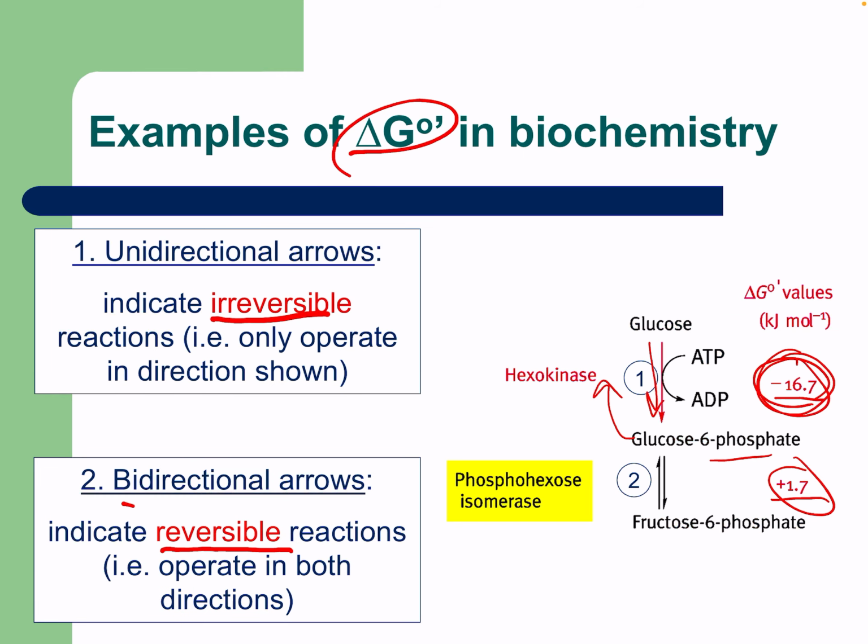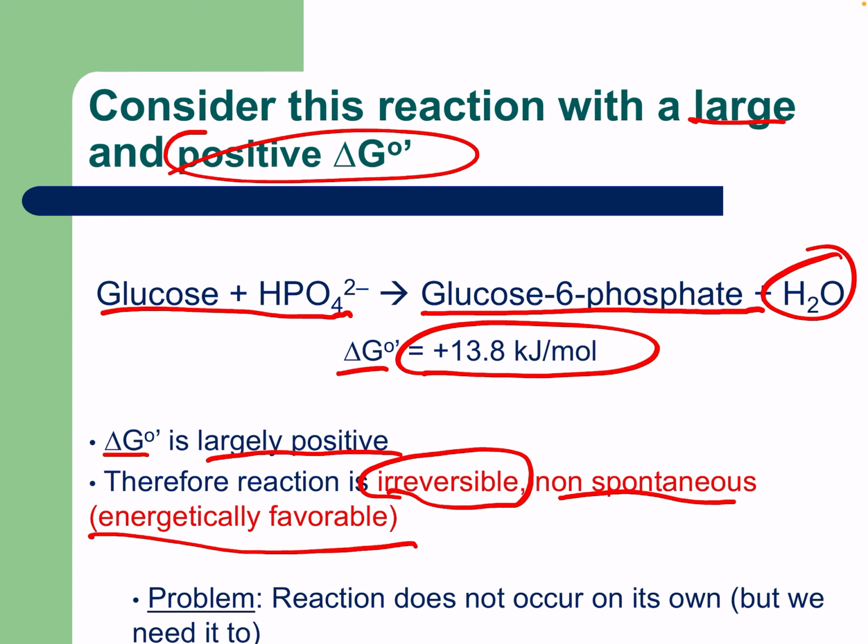As I mentioned, the "large" is essentially based on the quantity, the largeness of the number. So again, if this was a large positive, it still can be irreversible. It's not just negative versus positive. So the problem here is that the reaction does not occur on its own, but we need it to.